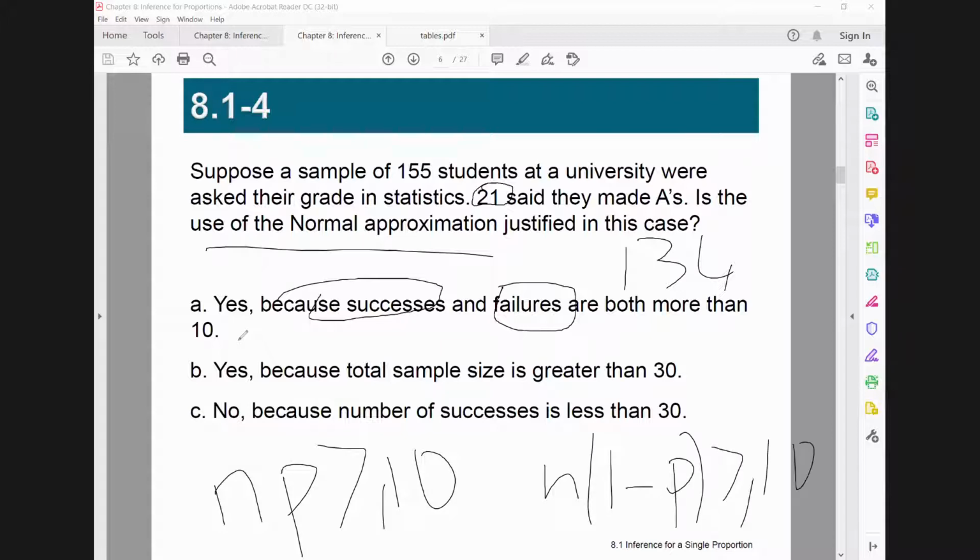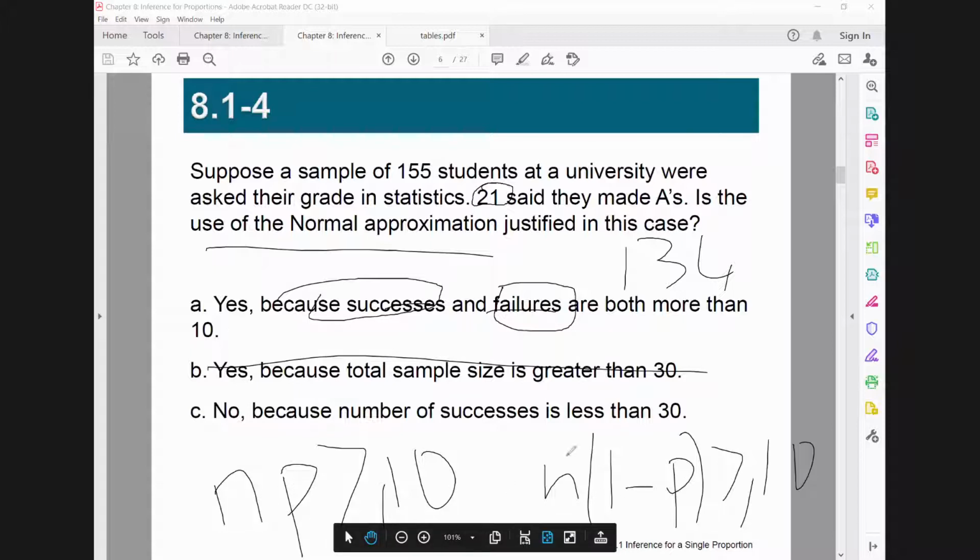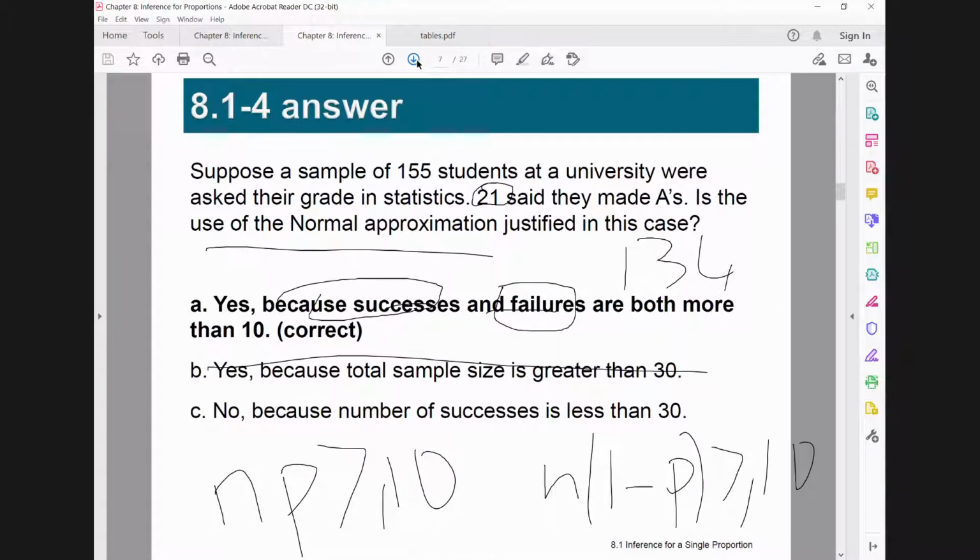It's not related to the size, the sample size, or just the number of successes. We need the number of successes and the number of failures, both greater than 10 or 15, not 30. Then yes, because the number of successes and the number of failures are more than 10. So it's necessary that the number of successes and the number of failures be more than 10. That's why the correct answer is A. Is it clear? Then be careful. It's not related to the size.